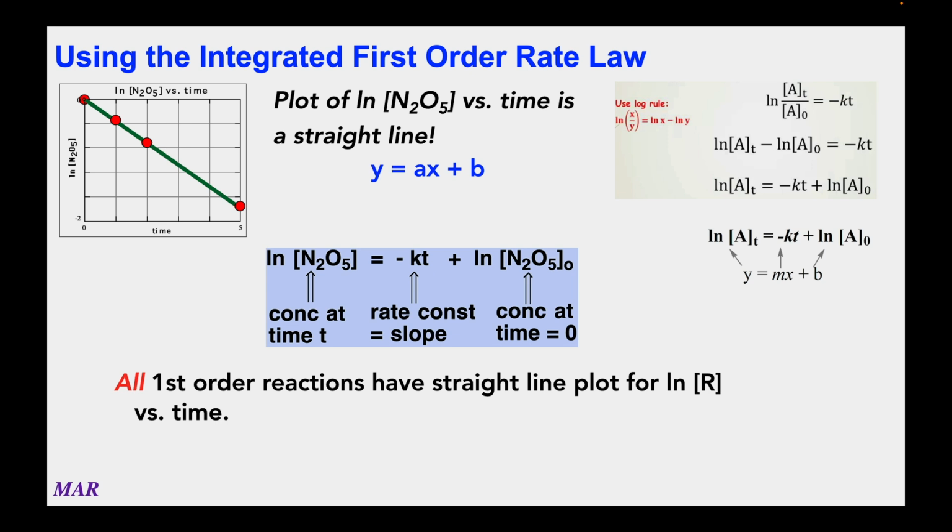And if you look in the upper right-hand side there, there's a trick you can use with logarithms. Natural log of x over y is equivalent to the natural log of x minus the natural log of y. And we're going to use this trick. So in our first order integrated rate law, natural log of A over A0 or R over R0, whichever one you want to use, that equals minus kt. And you can rewrite that as natural log of A minus natural log of A0 equals minus kt, and then place the natural log of A0 on the other side. You get this expression, natural log of A at time t equals minus kt plus natural log of A0.